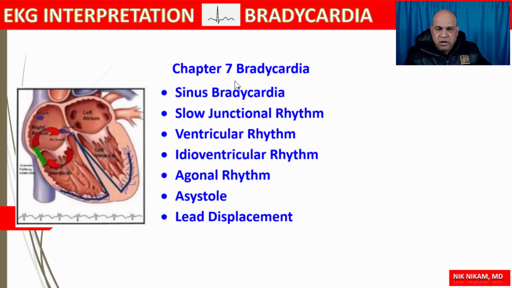So let us continue. Bradycardia not only can involve the disease of the sinus node, more often it involves the disease of the AV node, which can slow down the conduction and sometimes totally block the conduction, under which circumstances we may end up seeing junctional rhythm, idioventricular rhythm, or even agonal rhythm. So let us look at some of the examples and see how we manage patients with bradycardia.